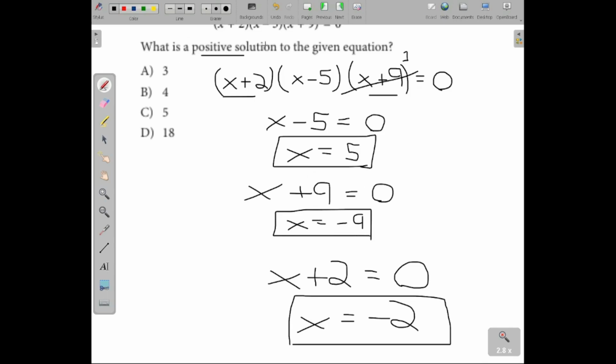And we are looking for a positive solution. This is negative, and this one too. The right answer is C. x is equal to 5.